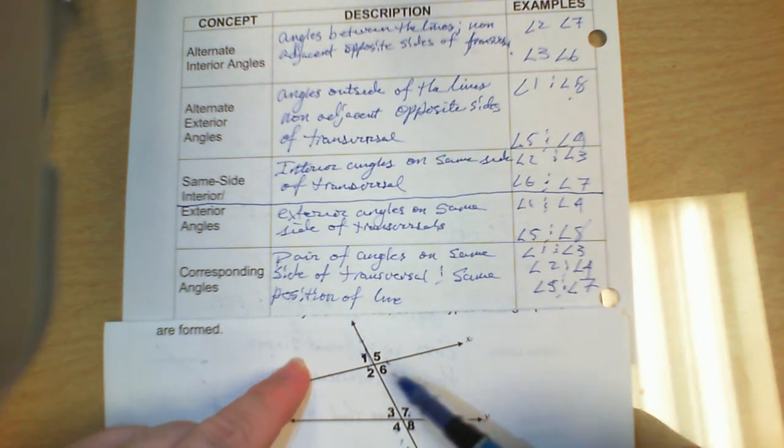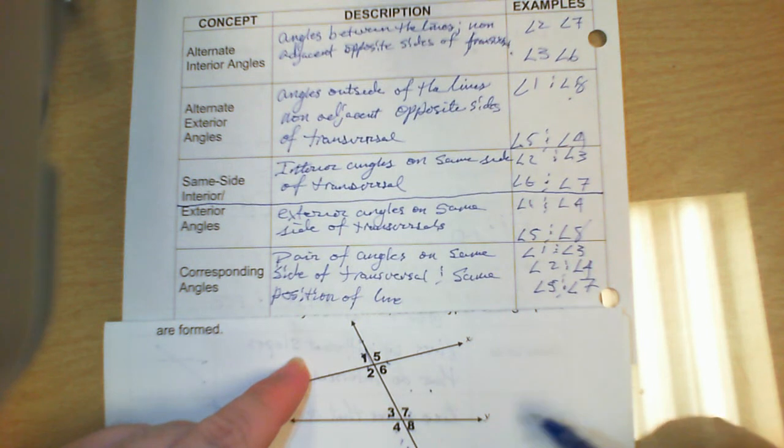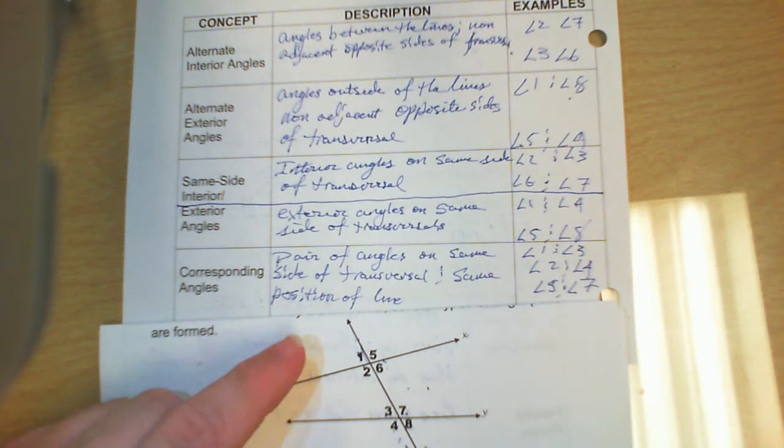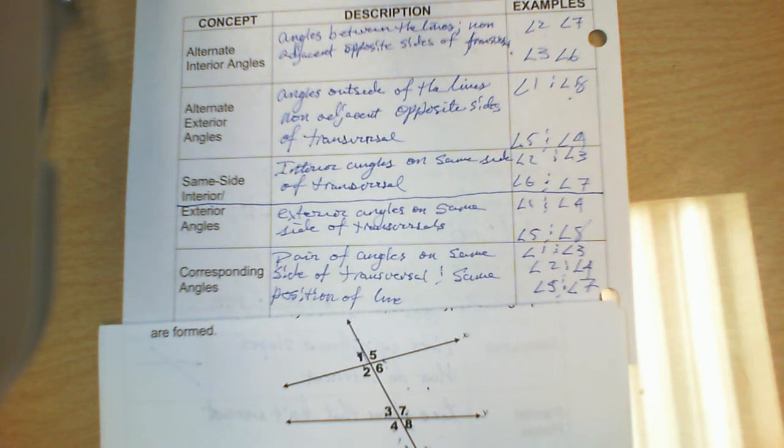Okay? 5 and 7. 2 and 4. 6 and 8. So once again, they're a pair of angles. They're going to be on the same side of the transversal. So in other words, I'm going to have 2 top lefts, 2 top rights, 2 bottom lefts, 2 bottom rights. Does that make sense?